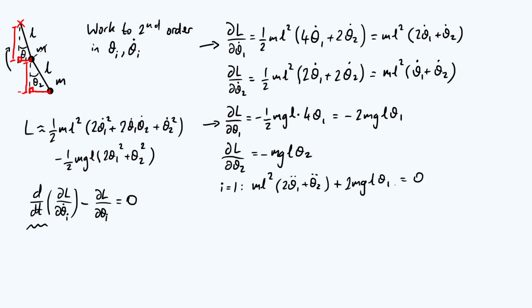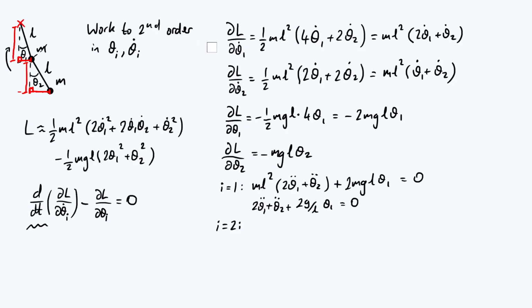And there we go. Now we can actually make this look a little bit nicer by dividing through by ml squared, right? If we divide through by ml squared, what's going to happen? We will get 2 theta 1 double dot plus theta 2 double dot. The second term is then going to be plus 2 g over L theta 1 is 0. All right, so there we go. There is actually our first equation of motion that describes the evolution of this system. All we've got to do now is consider the i equals 2 case, right?